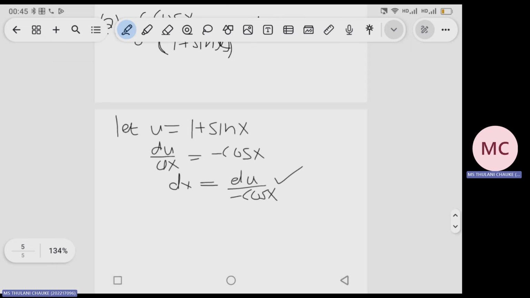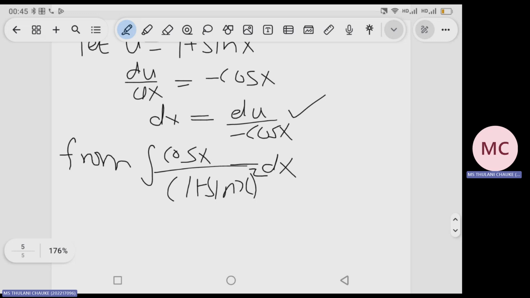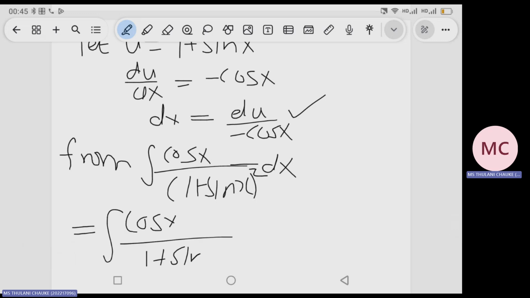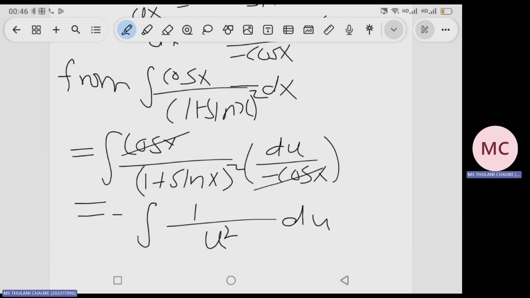And then from there, you'll just say the integral of cosine x over (1 plus sine x) all squared dx. This will be equal to the integral of cosine x over (1 plus sine x) squared, du over negative cosine x. Cosine x will cancel with cosine x. You are left with negative the integral of 1 over u squared du. Remember we said this one is our u.